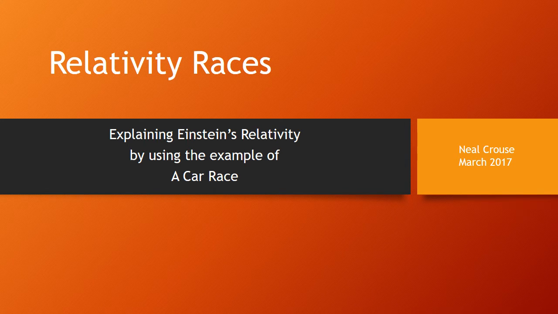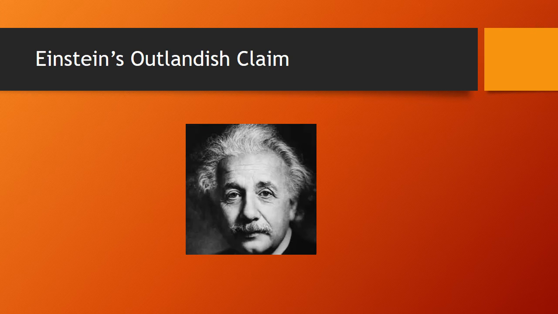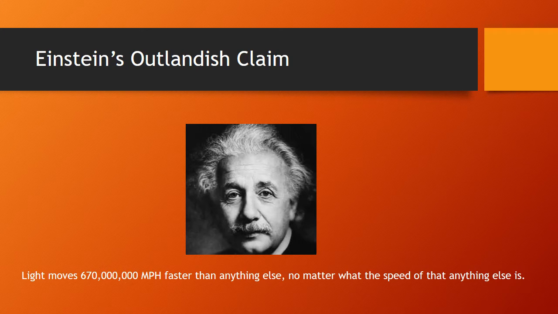Relativity Races, explaining Einstein's relativity by using the example of a car race. In 1905, Einstein made an outlandish claim about light that turned out to be true and that led to his special theory of relativity. My wording of his claim would go something like this: light moves 670 million miles an hour faster than anything else, no matter what the speed of that anything else is.